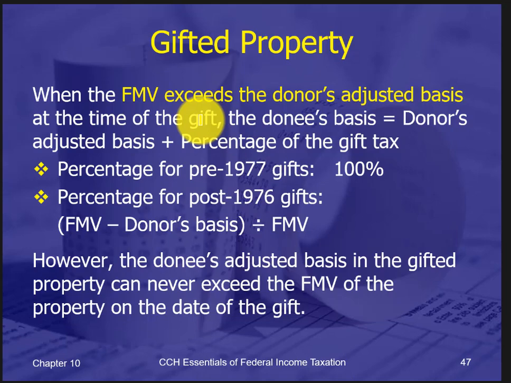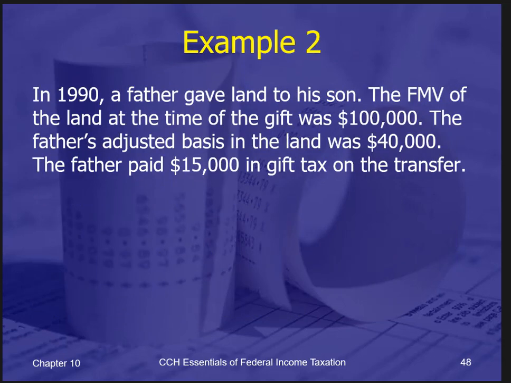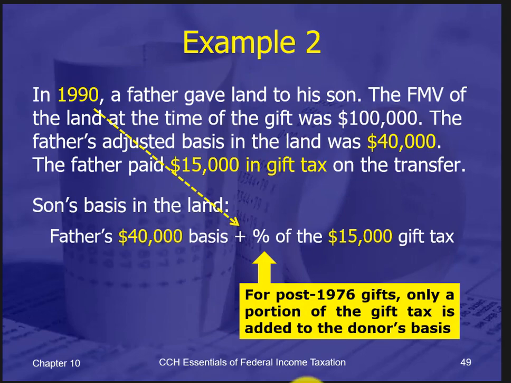Okay? Now with gifted property, you also have to consider the gift tax that's paid by the donor. If it is pre-1977, 100%; after that, it is part of the gift tax paid at the time of the gift, but never more than the fair market value. So the fair market value of the land at the time of the gift was $100,000. Adjusted basis of the land was $40,000. Paid $15,000 in gift tax. So this is okay because the fair market value is higher than the adjusted basis. And in fact, he has a gain on it before the gift.